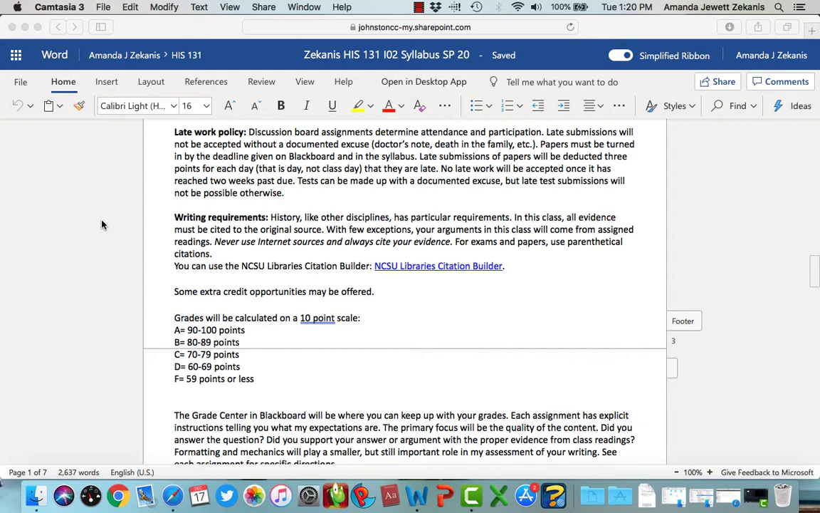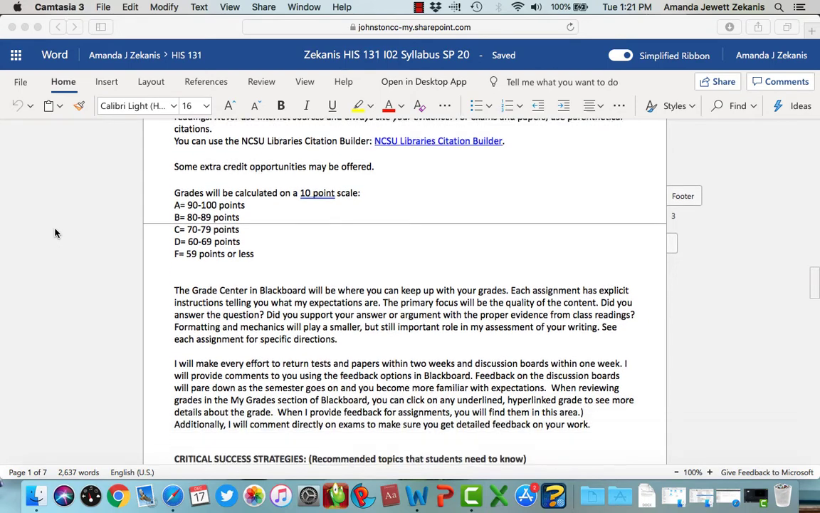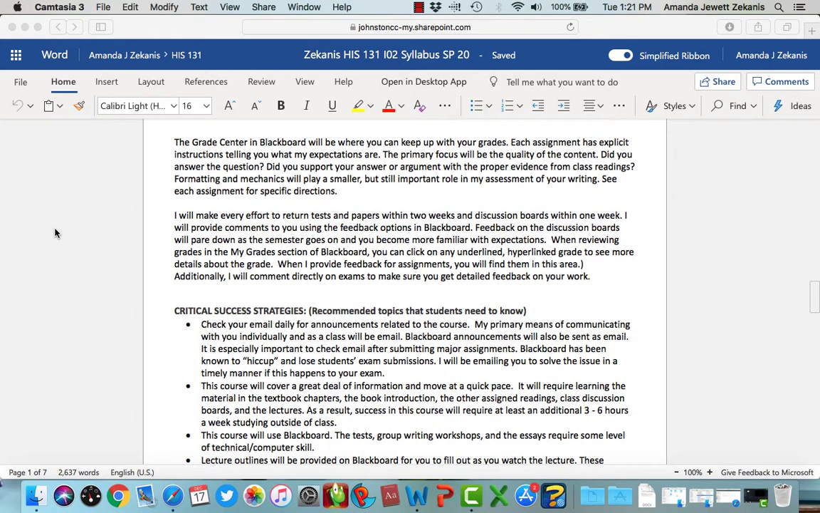and like most disciplines, you will use MLA. And there's a citation builder linked here in the syllabus that goes to NC State's library website. We also have them through our website too here at JCC, so you can check that out as well. We have a 10-point grade scale, and the grade center is where you'll be able to find everything.